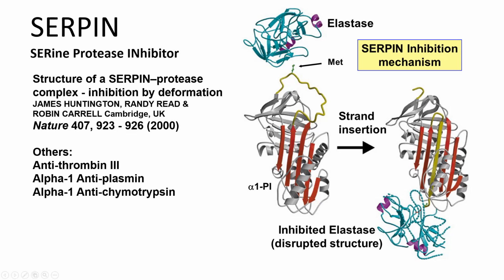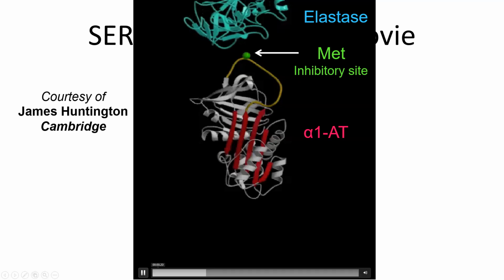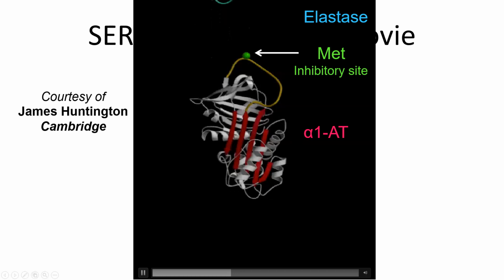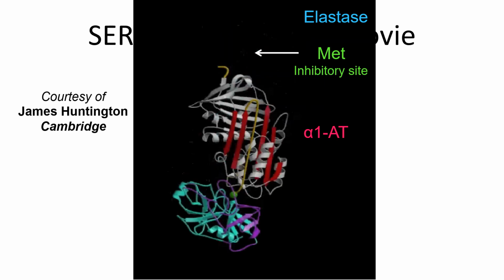There are other serpins mentioned previously, antithrombin III. There's also another one called alpha-2 antiplasmin, and there's one called alpha-1 antichymotrypsin. So all of these work very similarly. So here's the mechanism by which this inhibits. You can see the elastase coming down to hit the methionine, cleaving at the methionine inhibitory site. And once it does that, then you get a rearrangement, and you get the inactive protease down at the bottom, which is no longer functional.